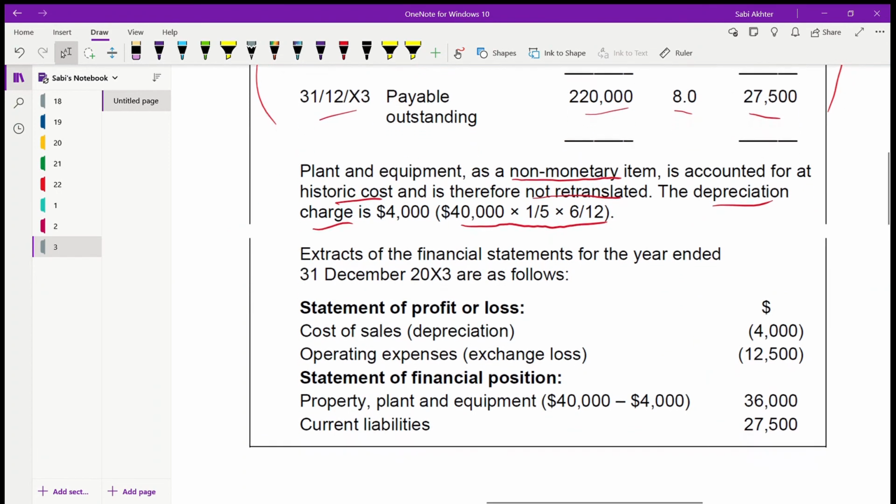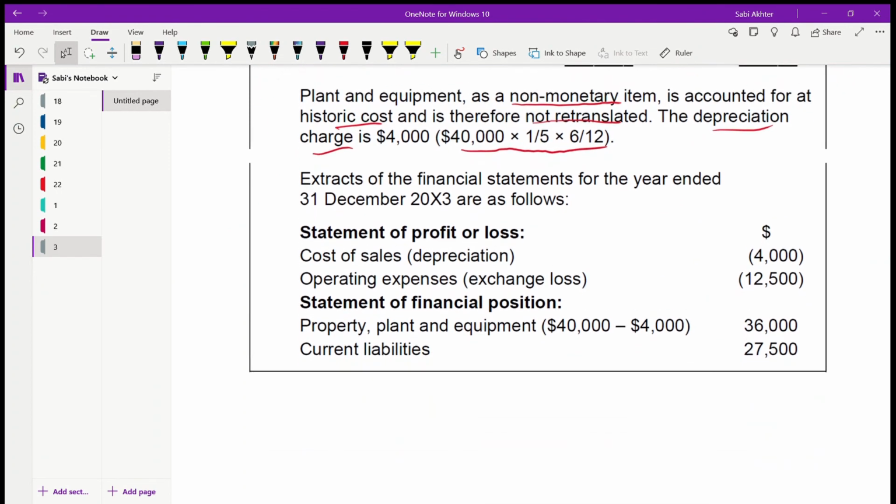Now we are going to make extracts. That means we have to make extracts of the statement of profit and loss as well as financial position, only of those things which are impacting. So one is depreciation, definitely it will go, 4,000. The other one is operating expenses, which is exchange loss. It will also go there.